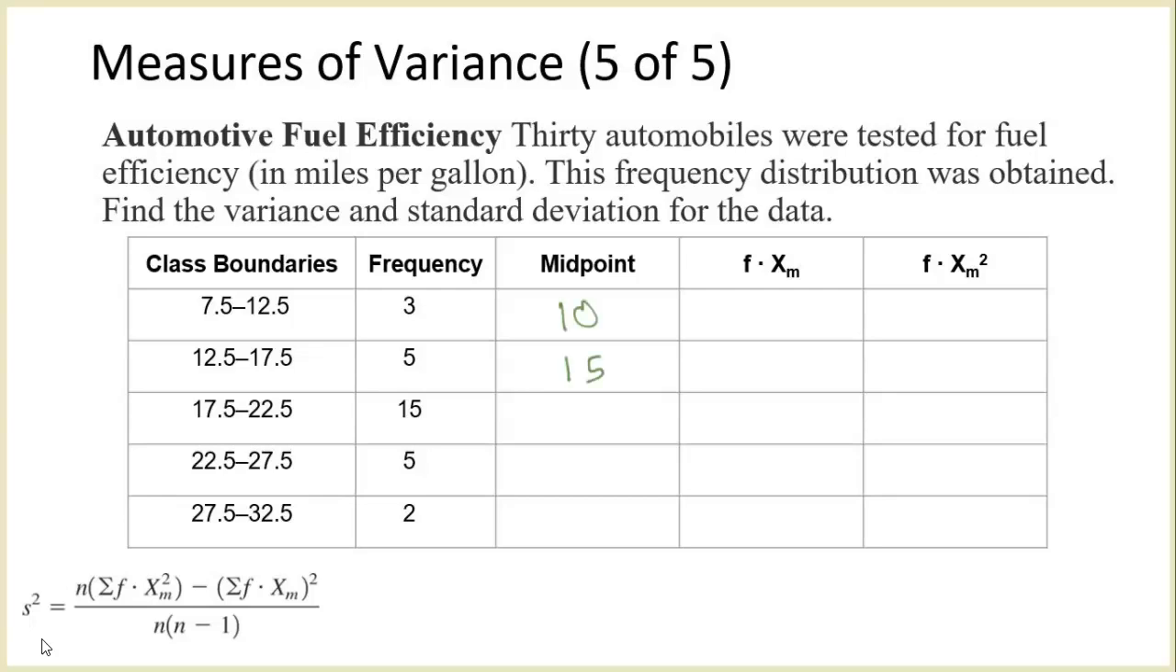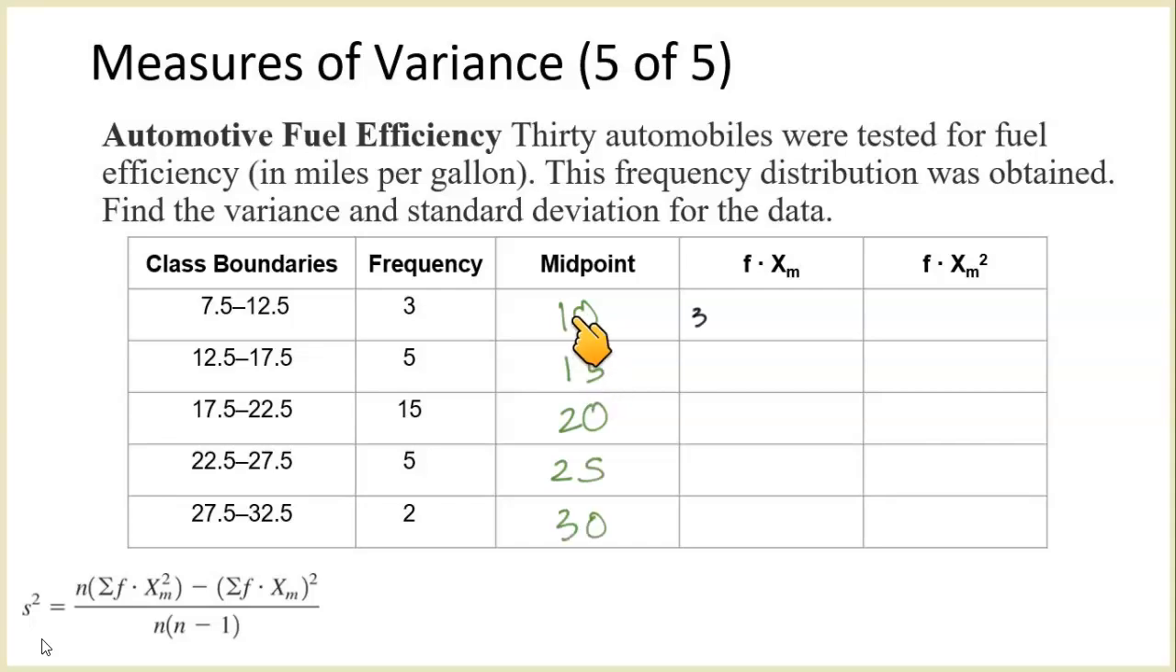And so we find the midpoint first. We know that the midpoint for each of these class boundaries is the lower bound plus the upper bound divided by 2. So this 7.5 plus 12.5 is 20, divided by 2 is 10. And then 12.5 plus 17.5 is 30, divided by 2 is 15. So we get all those values.